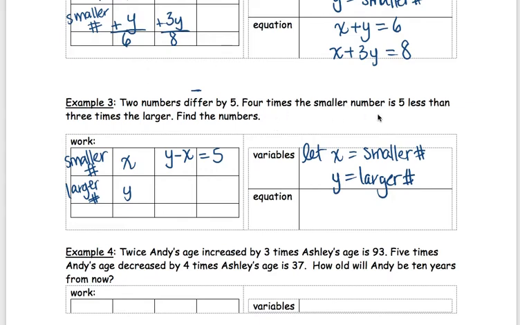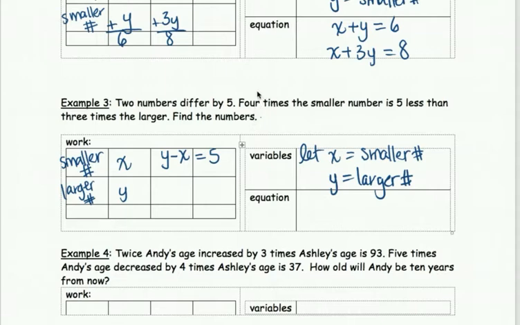Now, 4 times the smaller number is 5 less than 3 times the larger number. So find the numbers. What we're going to do here is go above it and add the details. So 4 times the smaller number, so we're using x here, is, and is always equal. Just remember the 5 less, so that means subtract 5.